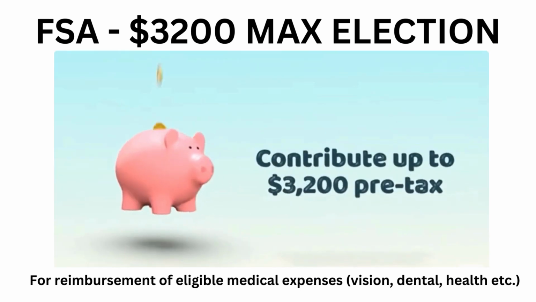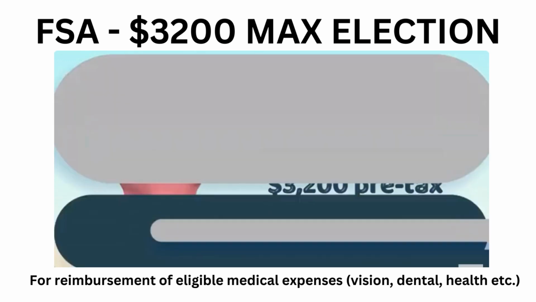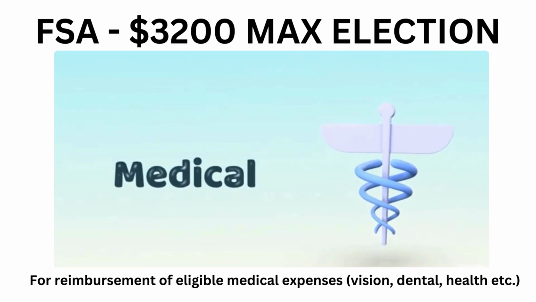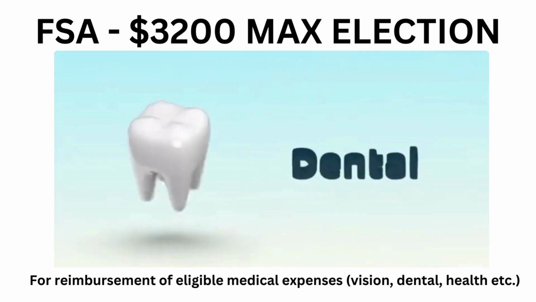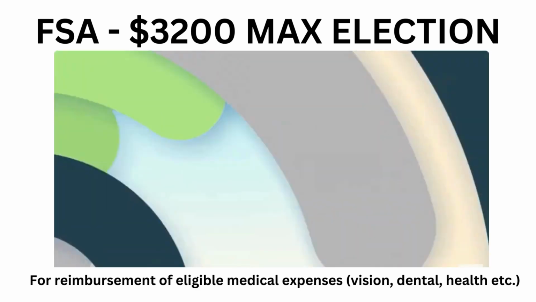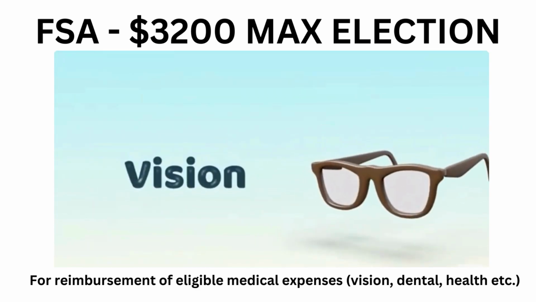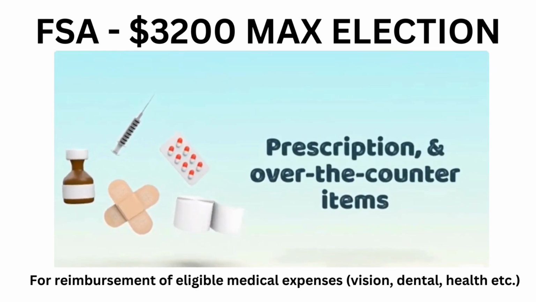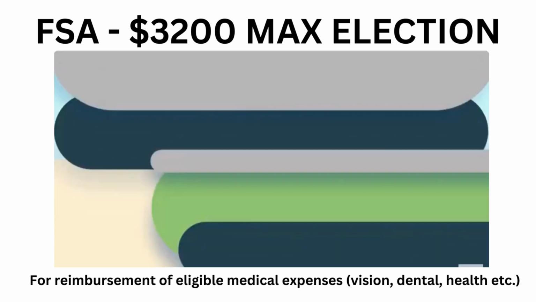An FSA allows you to contribute up to $3,200 pre-tax into an account to pay for qualified out-of-pocket medical expenses. This includes things like co-payments and deductibles when you go to the doctors, deductibles and co-insurance when you are at your dentist, contact lenses, eyeglasses, or prescription sunglasses.